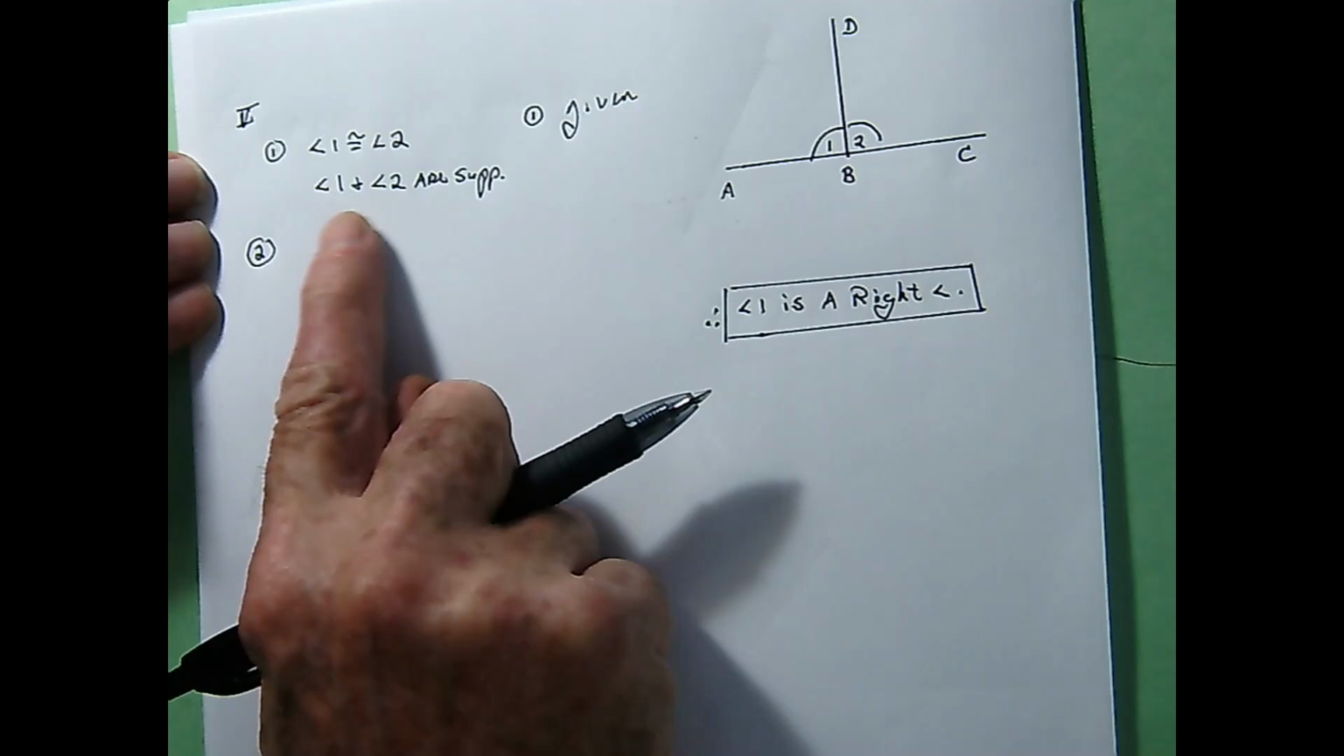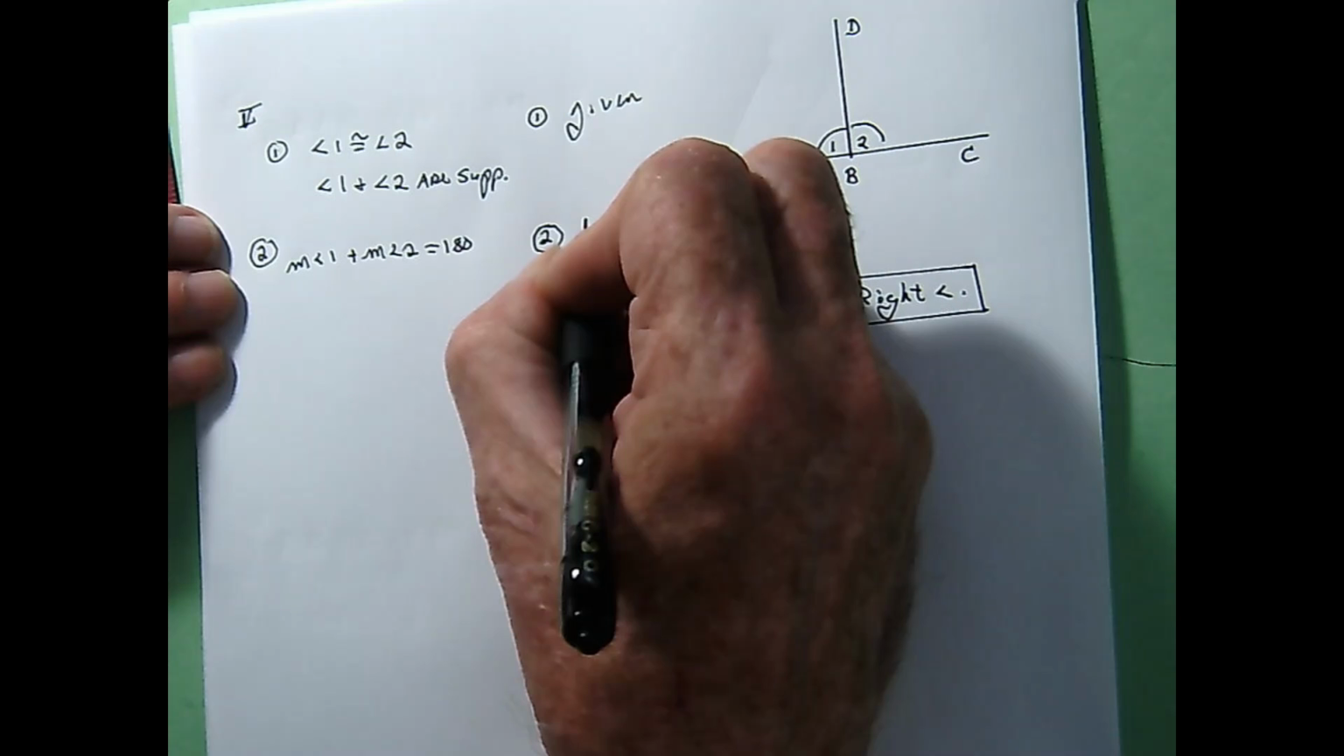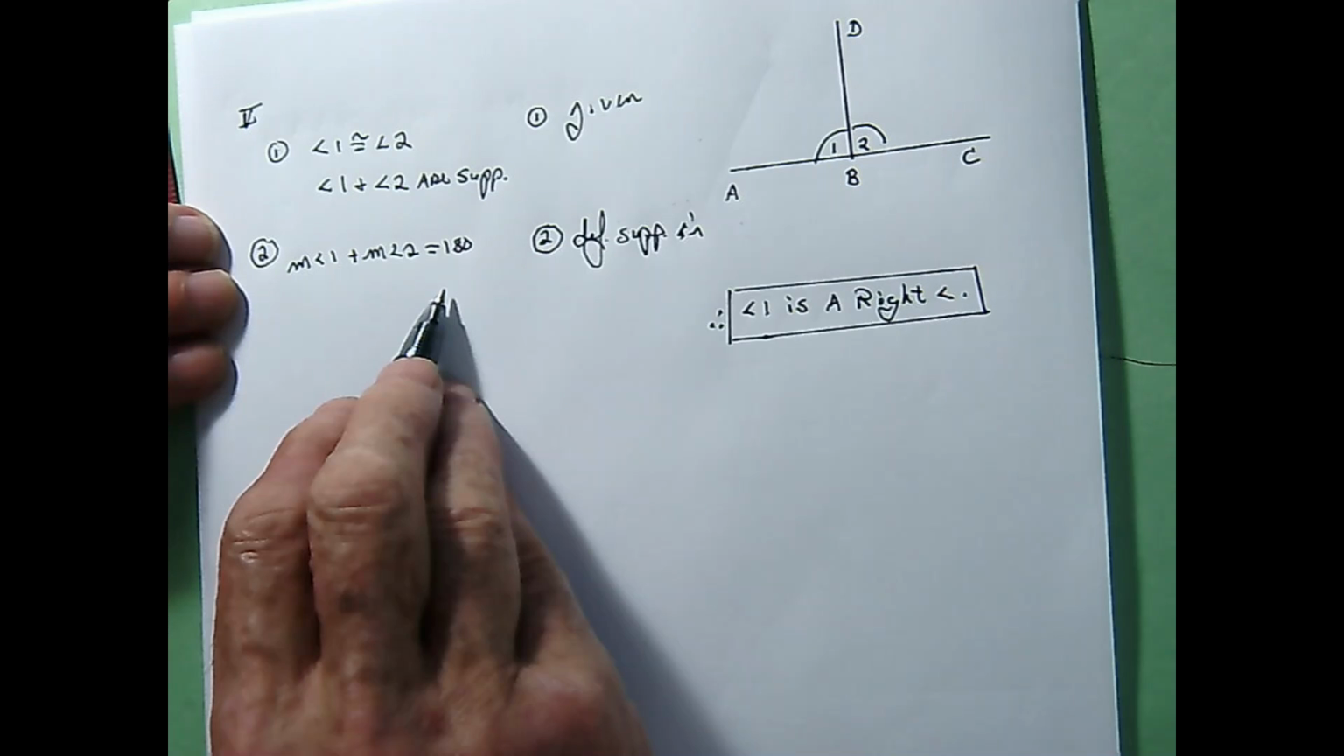If they're supplementary, don't they have to add up to 180? Isn't that what that means? So what should I say on the right-hand side? Rather than write, isn't that what it means to be supplementary, we'll write definition of supplementary angles. If angles are supplementary, then they must add up to 180.